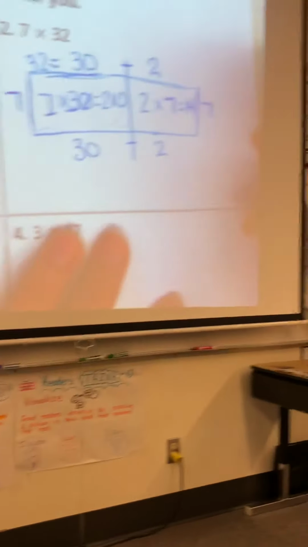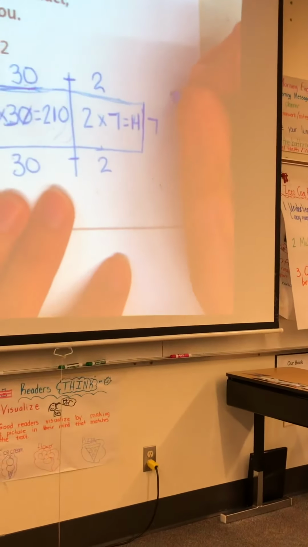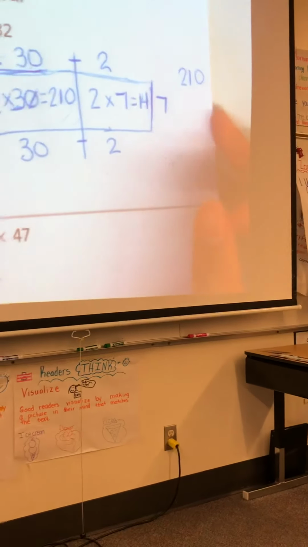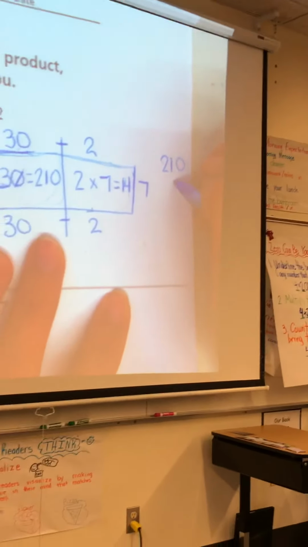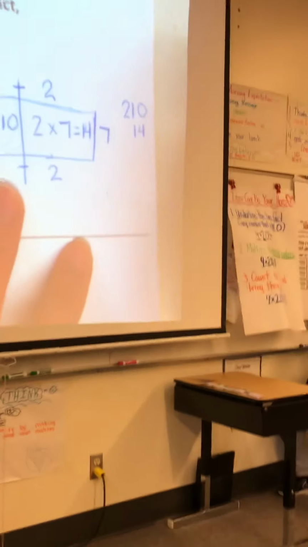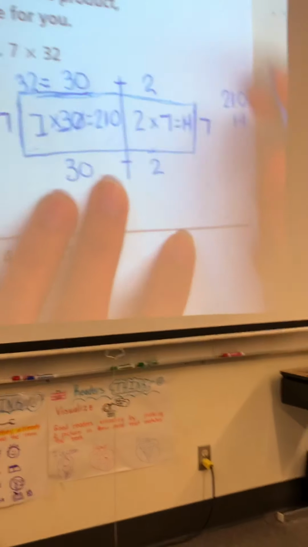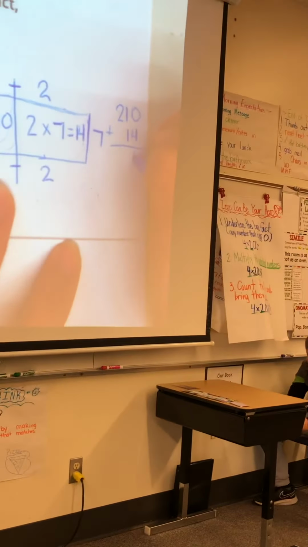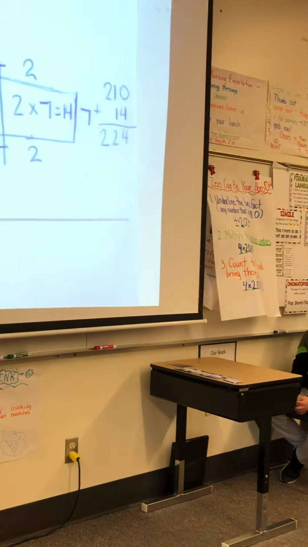So what I'm going to do is I'm going to take 210, and I'm going to stack that on top of 14, paying attention to my place value. 4 is in the ones place, my 1 is in the tens place. And when I add these together, I get 224.